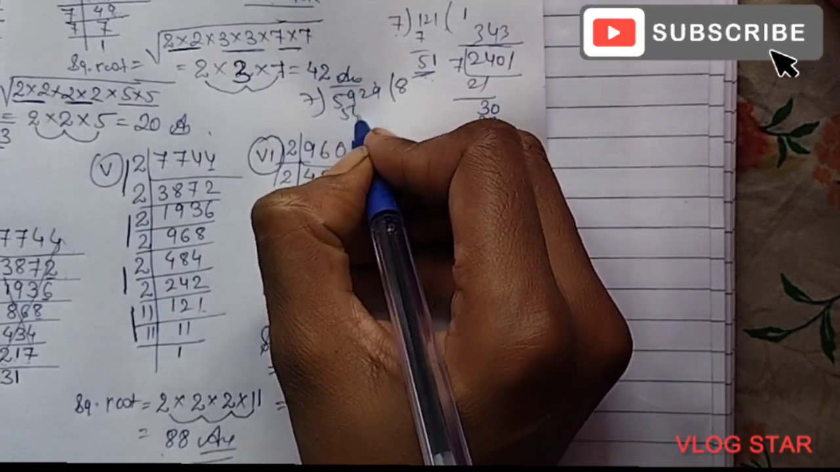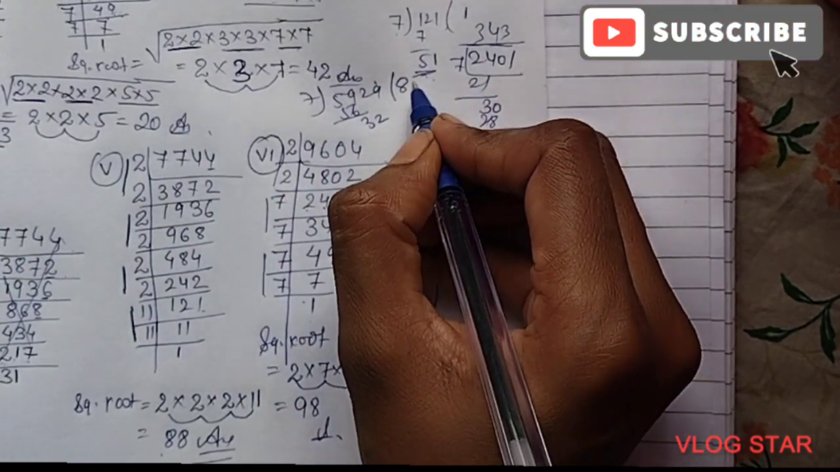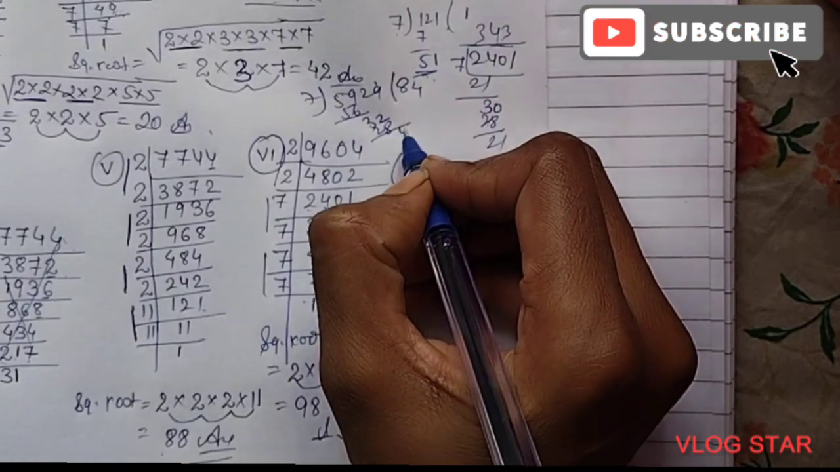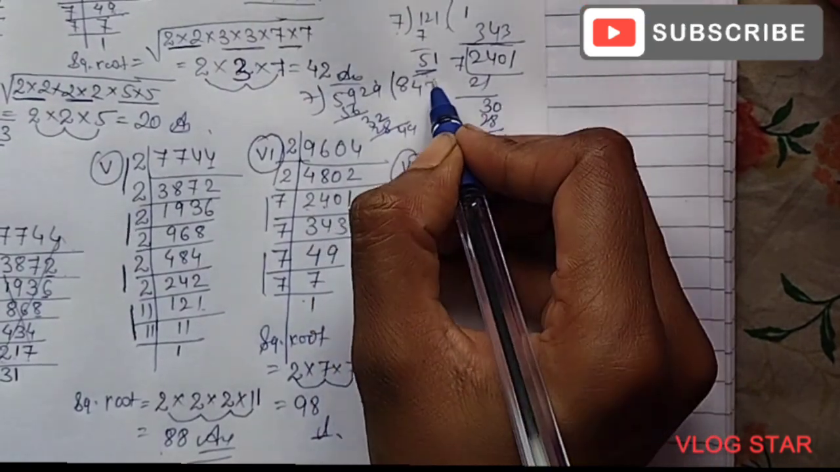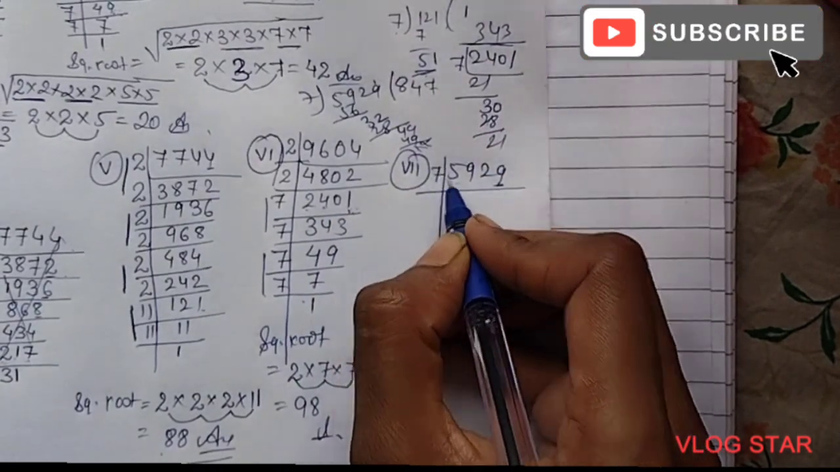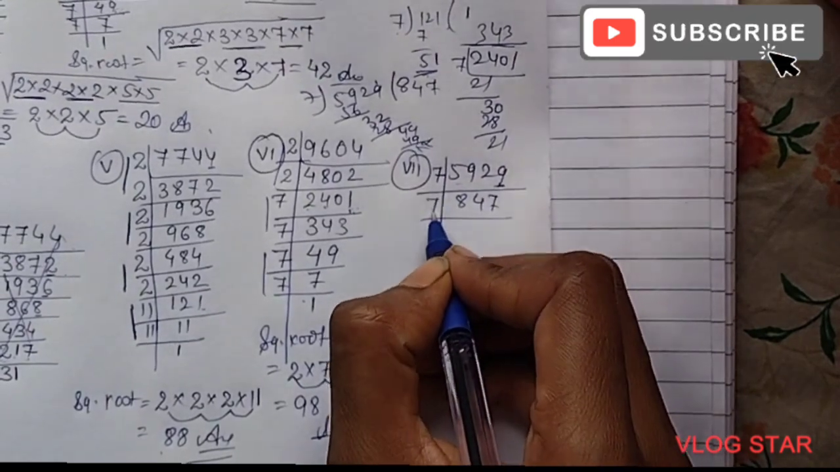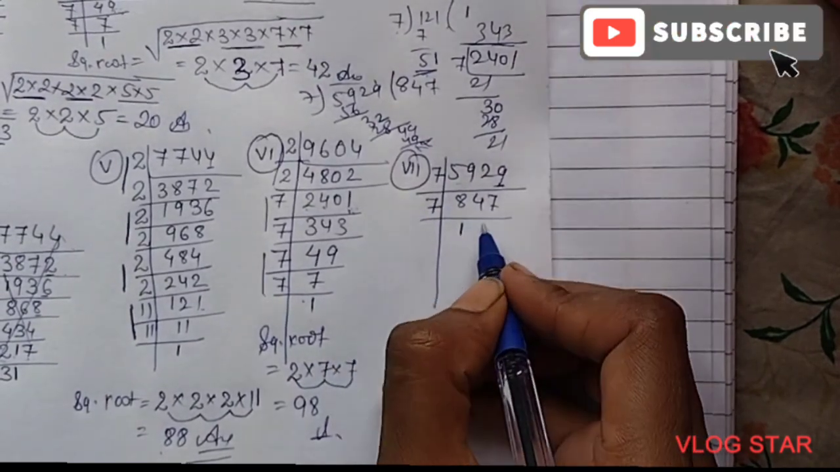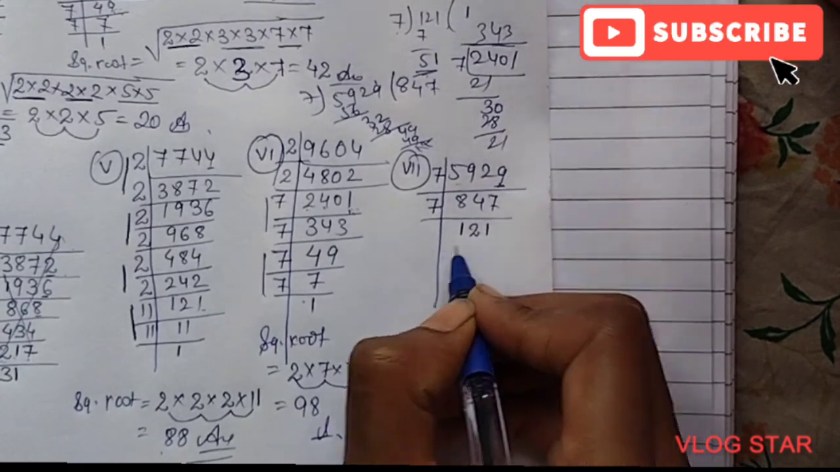7 8s are 56, 7 4s are 28, carry 4, and 7 7s are 49. So this number is divisible by 7. So write 847. Again we will do it with 7. 7 1s are 7, carry 1, 7 2s are 14, 7 1s are 7.